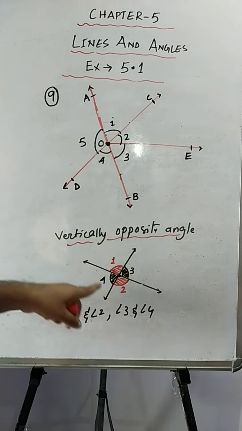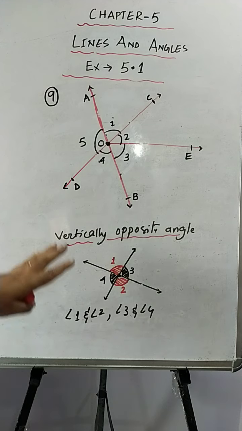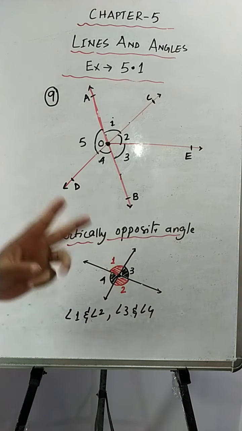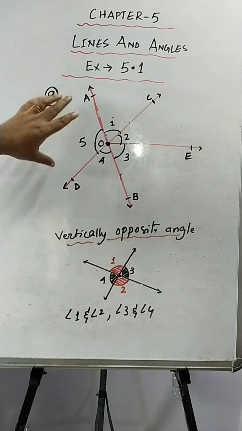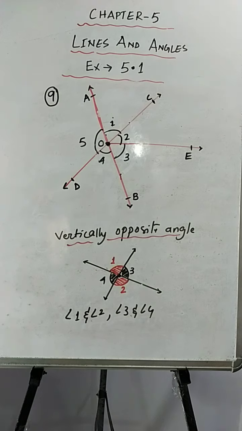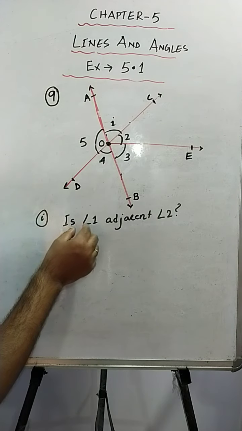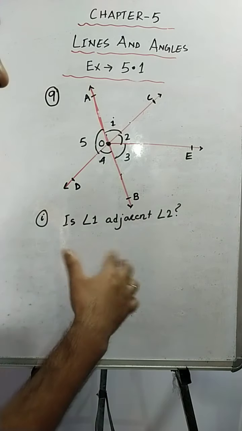Remember this chart very properly. Now whatever you have learned, that is adjacent angle, linear pair, vertically opposite angle, with these definitions we'll try to do question number 9. So let's start. The first question of question number 9 is: is angle 1 adjacent to angle 2? Now you have to write yes or no.